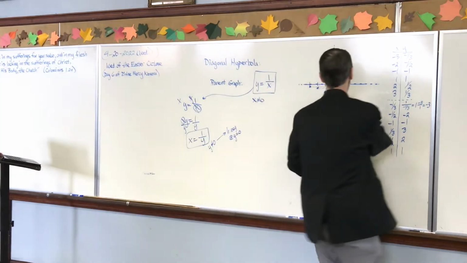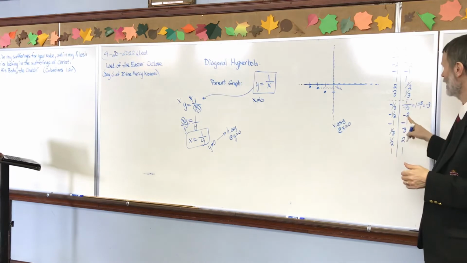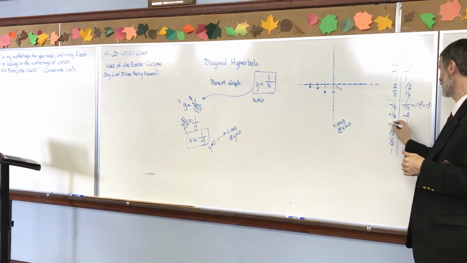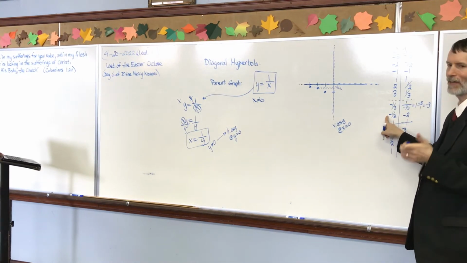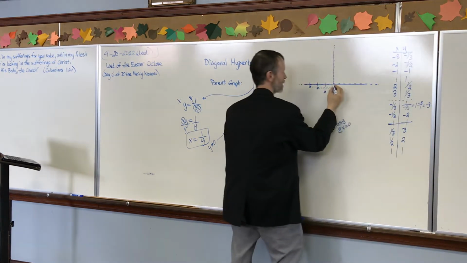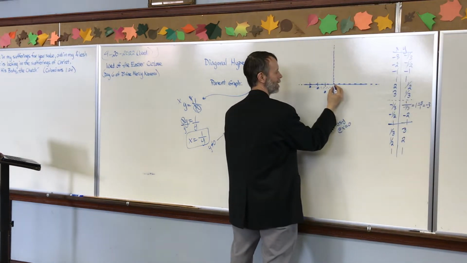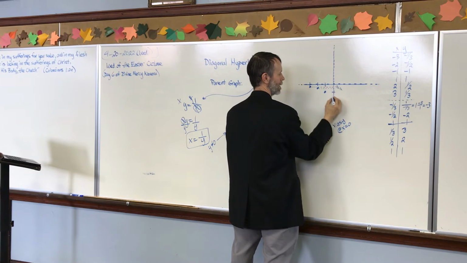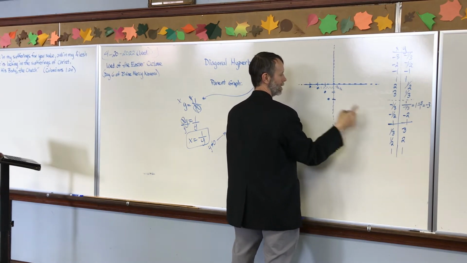Becca, take over. We did -1 already. Try -1/2. -1/2 comma what? Comma -2. So where do you graph that? So we go -1/2. So which way? To the left, half to the left, and then 2 down. 2 down. Good. Next one.